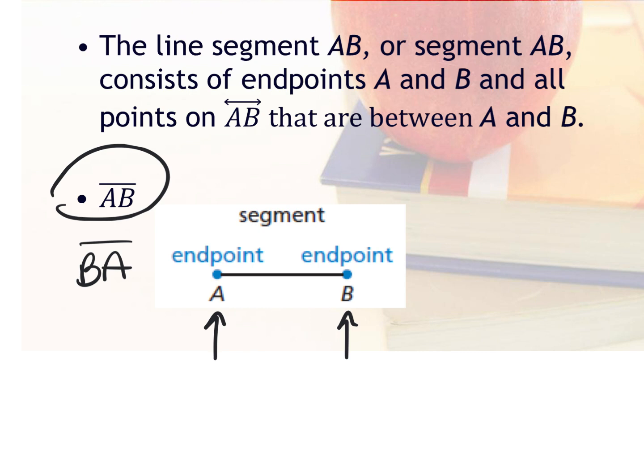You could also write the word segment and put the 2 points that are the endpoints. Segment is the only one that doesn't need a picture on top of the capital letters. So if you ever just see AB with no picture or no word in front, know that they're talking about a segment. If you were expected to name a line, you would have to include the picture or the word line on front. So the order here doesn't matter when you're naming a segment.